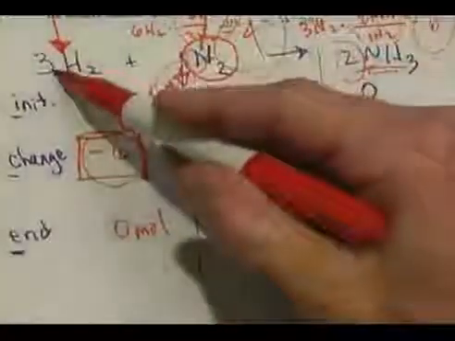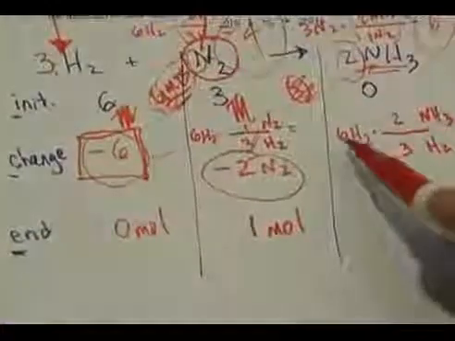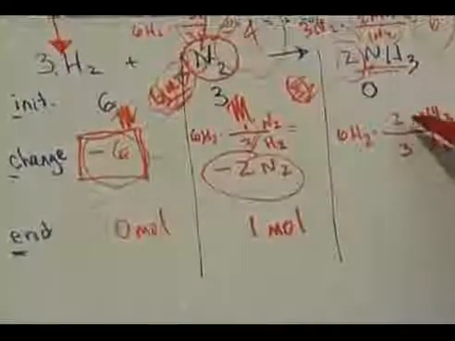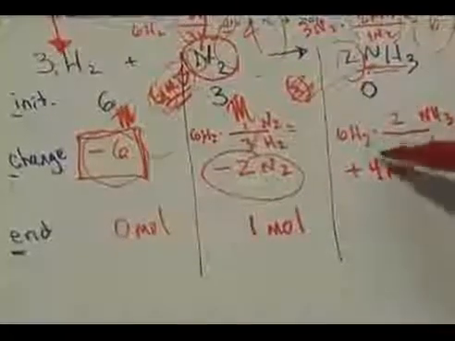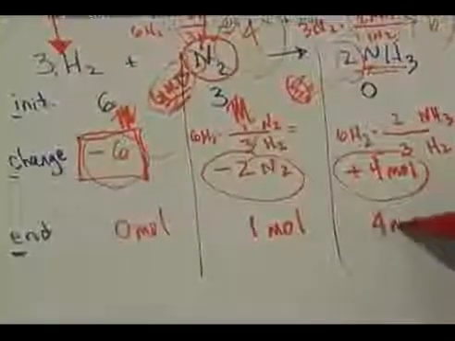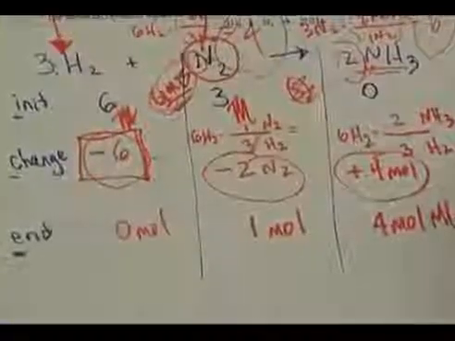and compare it. For every 2 ammonia that's produced, 3 hydrogens are lost. So 6 times 2 is 12, divided by 3 is 4, which means I will gain 4 moles of NH3. So I'll end up with 4 moles of NH3 that will be produced.